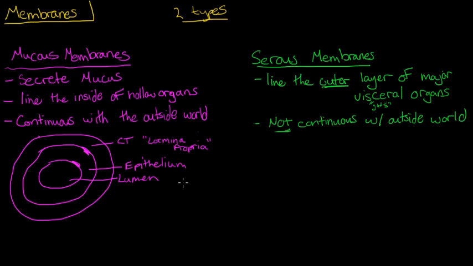The other type of membrane we're going to be talking about is a serous membrane. Those differ by lining the outer layer of major visceral organs. In contrast, visceral organs are going to be referred to as your guts. So it's the organs found inside your body. And these are not continuous with the outside world, so it's completely contained within your body.